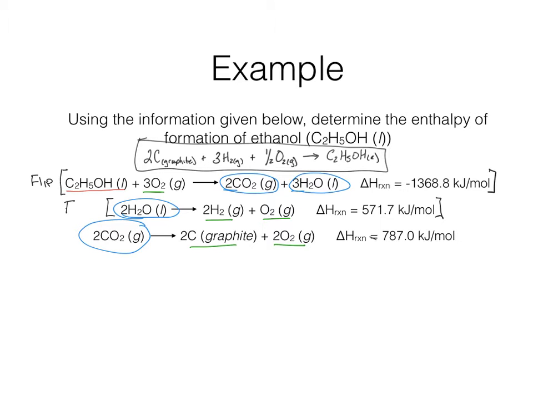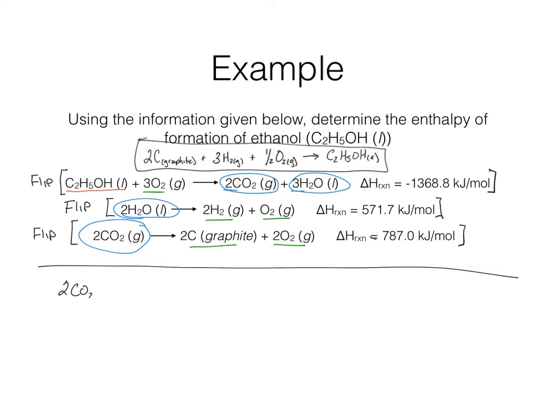I need to flip the second reaction. And I need to flip the third reaction. So I'm going to go ahead and do that. 2CO2 plus 3H2O goes to form C2H5OH plus 3O2. And remember, if I flip the reaction, then I have to flip the sign of the delta H.